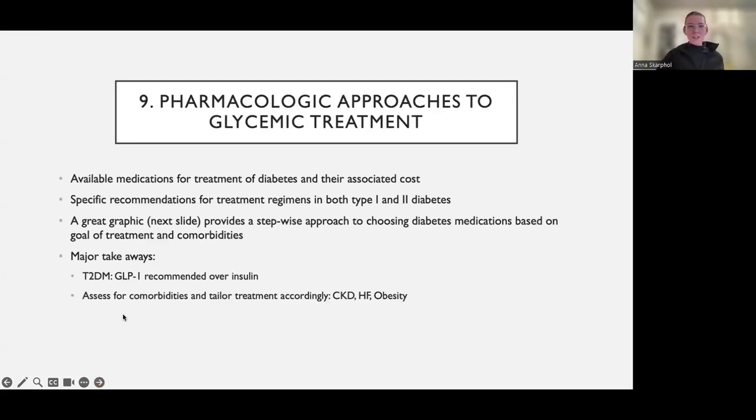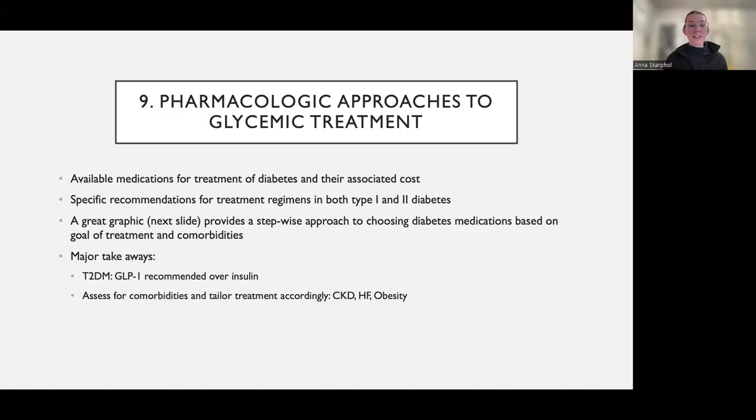The next section, moving on, is pharmacologic approaches to glycemic treatment. So this is really where we get into the pharmacy part of the guidelines. We're now looking specifically at their recommendations for pharmacologic treatment. It goes through all of the different medications and medication classes that are available, their associated costs, and specific recommendations for both type 1 and type 2. Obviously, it's important to distinguish between those two.